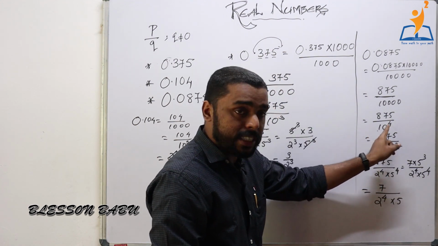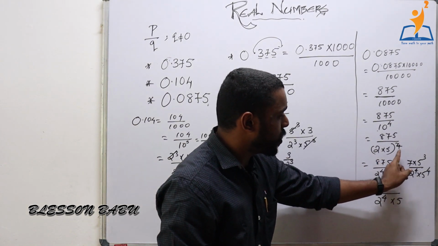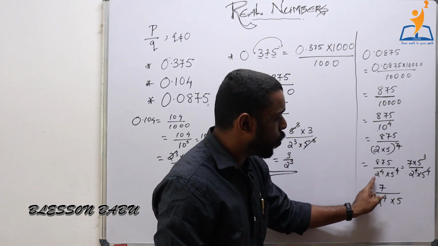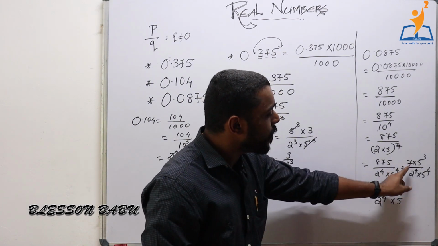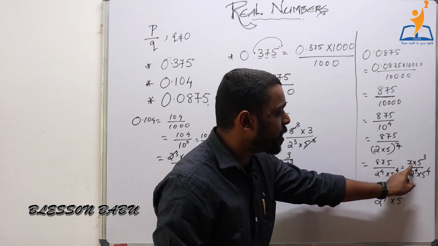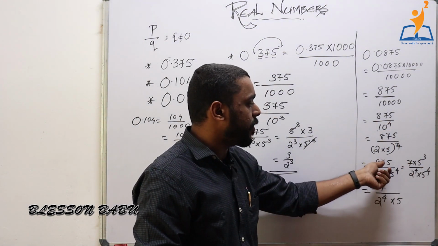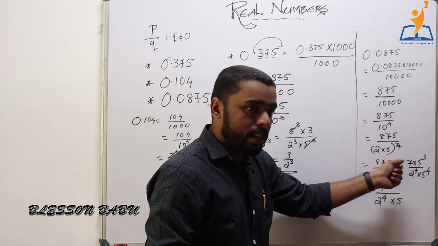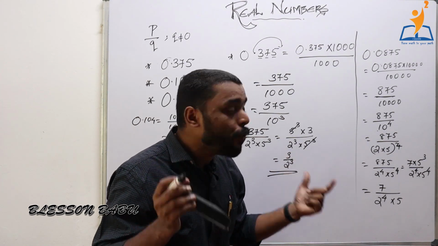10 raised to 4, 10 is equal to 2 into 5. So 10 raised to 4 is equal to 2 into 5 the whole raised to 4. So 875 over 2 raised to 4 into 5 raised to 4. Now 875 has the prime factorization 7 into 5 cube. You can easily find this by dividing 875 by its prime factors like before. So we get 875 is equal to 7 into 5 cube.